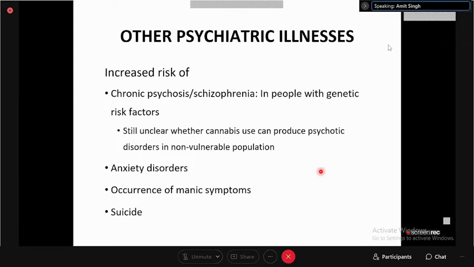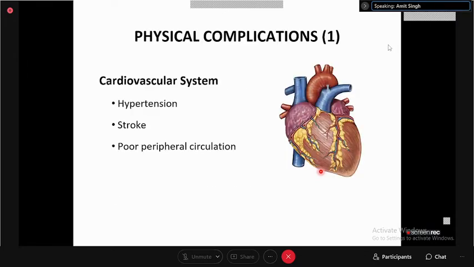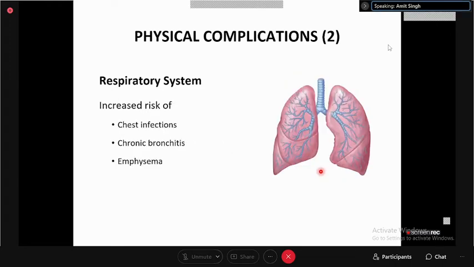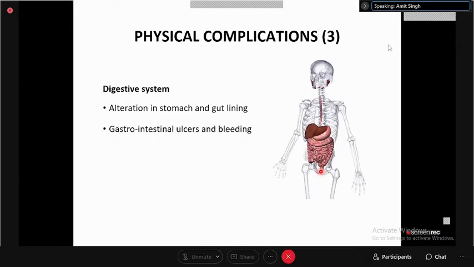Then, cannabis use increases the risk of anxiety disorders. There is increased occurrence of manic symptoms, and there is a higher risk of suicide in people using cannabis. Coming to the physical complications, its effect on the cardiovascular system may include hypertension, stroke, and poor peripheral circulation. There is also an increased risk for chest infections, chronic bronchitis, and emphysema in chronic users of cannabis. There occurs alteration in the stomach and gut lining, with associated GI ulcers and bleeding.